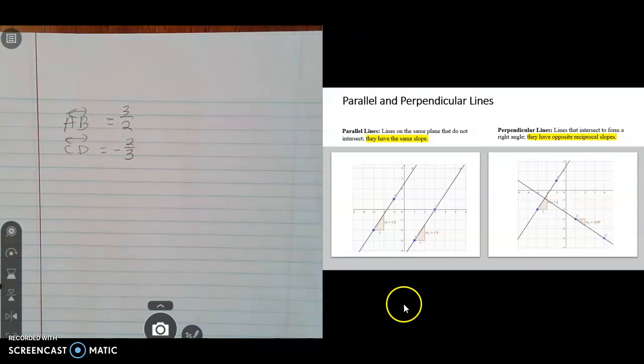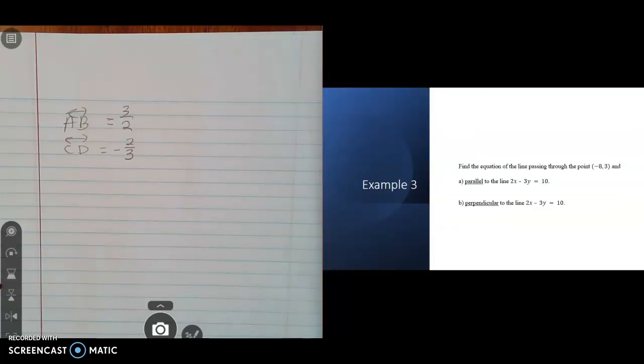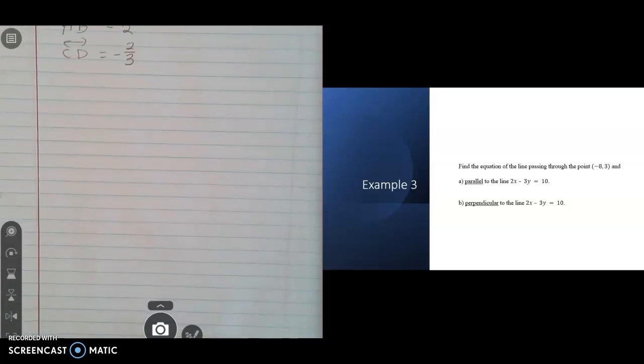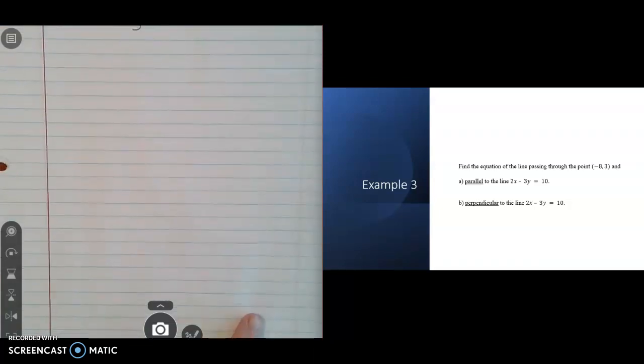So let's do an example of writing those equations. We are going to find the equation of a line that's passing through the point -8, 3. And we're going to use the same line, 2x minus 3y equals 10. We're going to write one equation where it's parallel to that line and another equation where it's perpendicular. When they say parallel and perpendicular, they're basically telling you about the slopes.